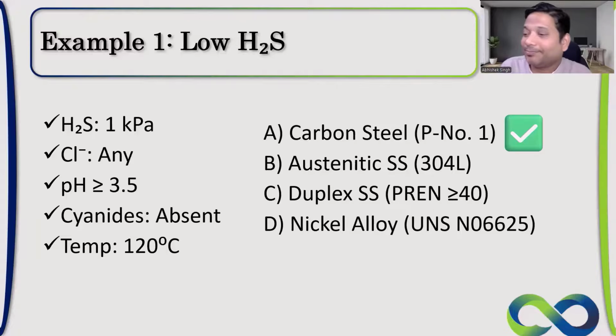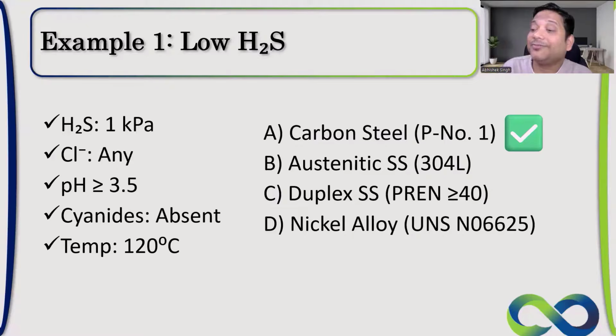So low partial pressure, you may have chloride. Chloride does not create any problem for carbon steel. pH value less than 3.5 becomes really tricky for carbon steel. So in this case, it's greater. So that is also okay. Cyanides also create problems for carbon steel. That is not there. Okay.